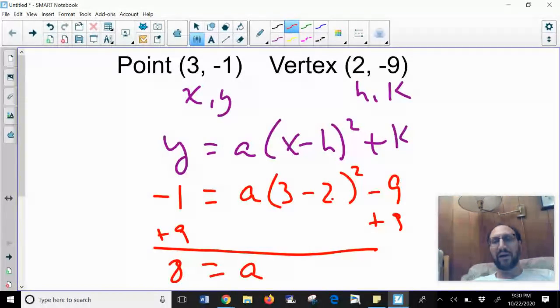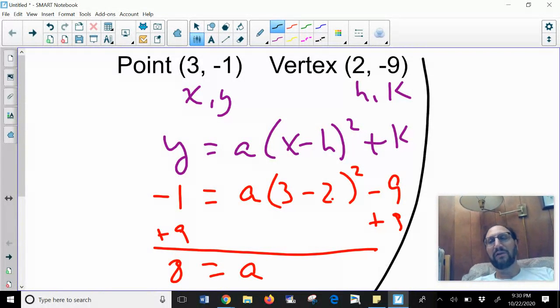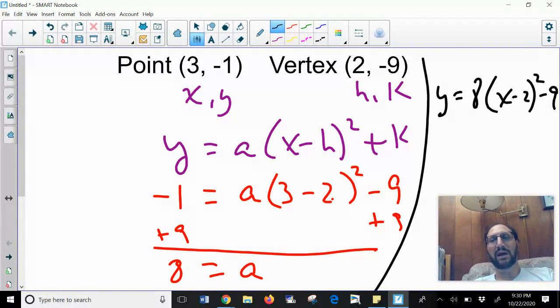Well, with an a value of 8, then I can make an equation in vertex form. So I'm going to put over here y equals 8 times, because that's my a value, x minus 2 quantity squared minus 9. And that's the equation in vertex form. It's as simple as that.